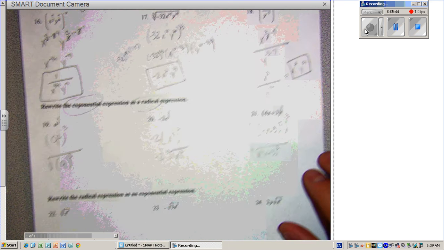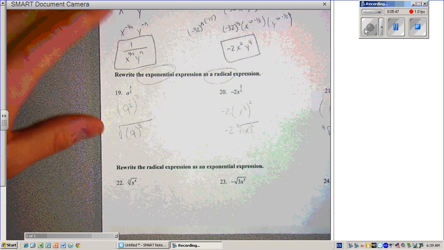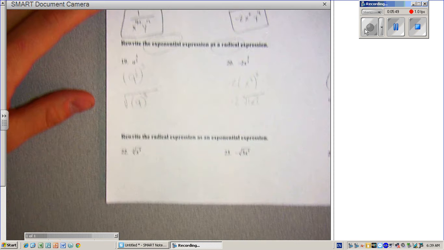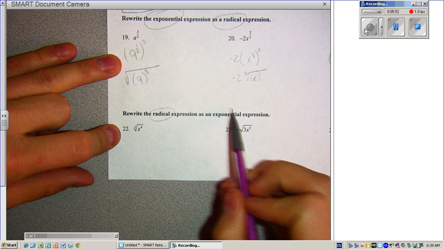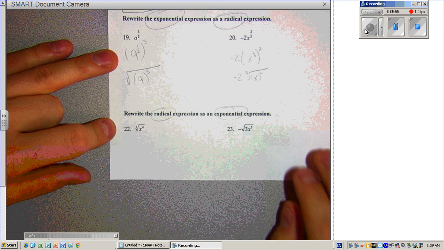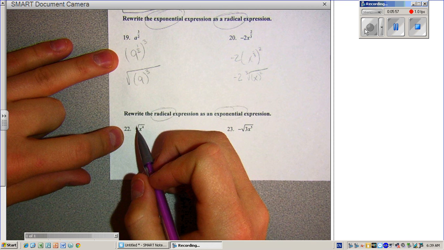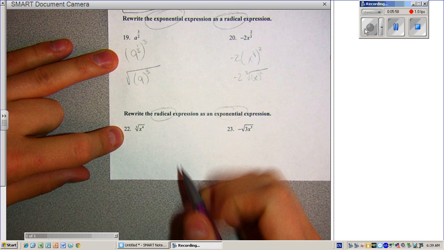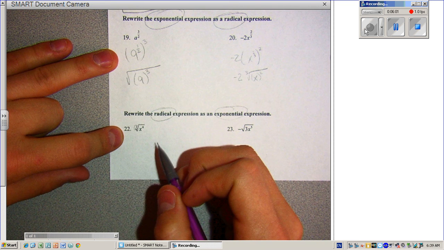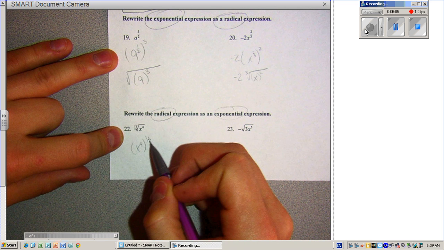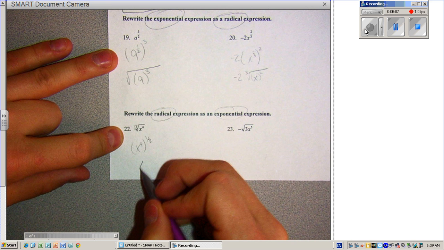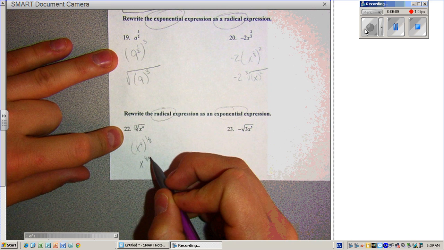Okay. 3 more problems. Number 22, we have to rewrite the given radical as an exponential. So what I'm going to do first is rewrite this root, it's a 1/3, or a cube root, so I'm going to rewrite it as 1/3. So now I have x to the 4th to the 1/3 power. And now if you multiply those two together, you get x to the 4/3.